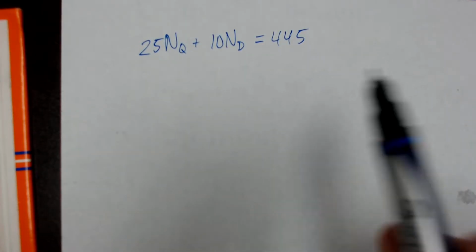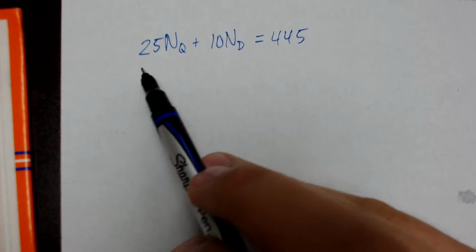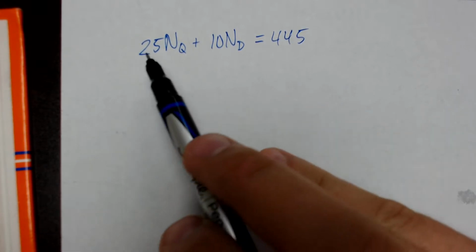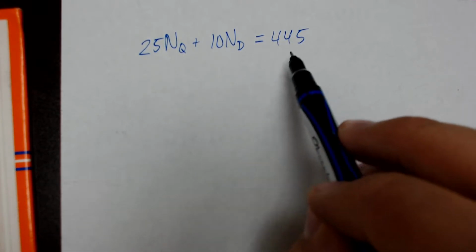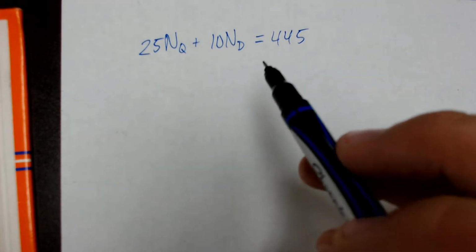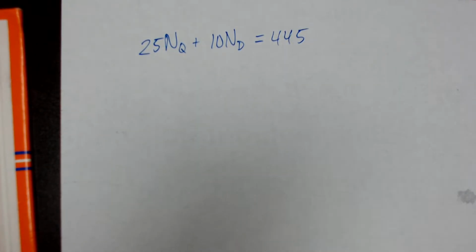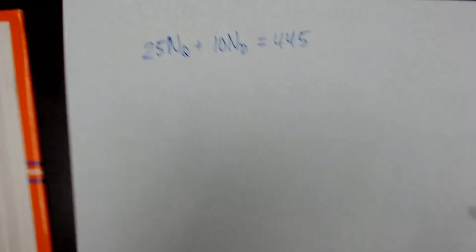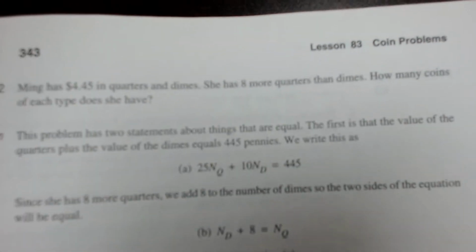So anyways, now we've got our first equation, which is already done. This is the equation in terms of value. And again, I do the values in pennies, so I don't have to deal with decimal points. Next, we have to deal with the equation concerning number of items.